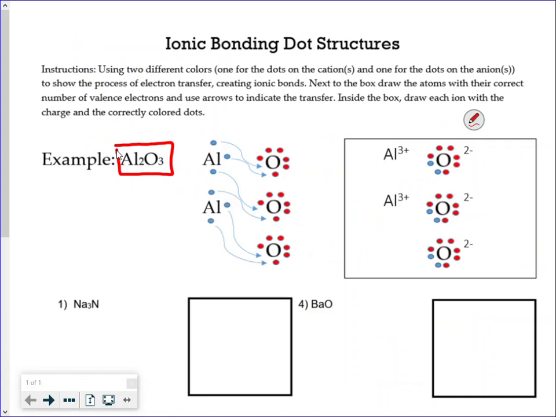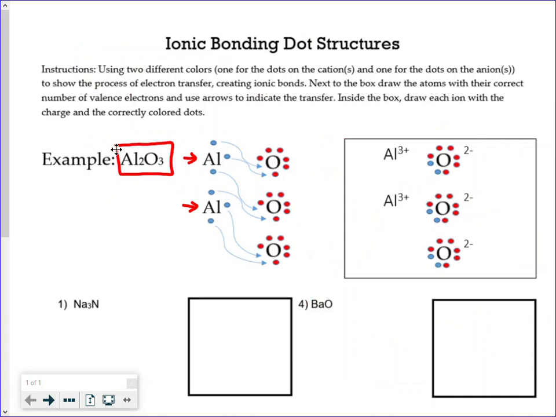So here, since we need 2 aluminums, we drew 2 aluminums here. That's the first step. Draw the 2 aluminum, put the symbol down. Then you add the dots with respect to the valence electrons. Each aluminum, because aluminum is in group 13 or 3A, is going to have 3 valence electrons. So I put 3 blue dots around each aluminum.